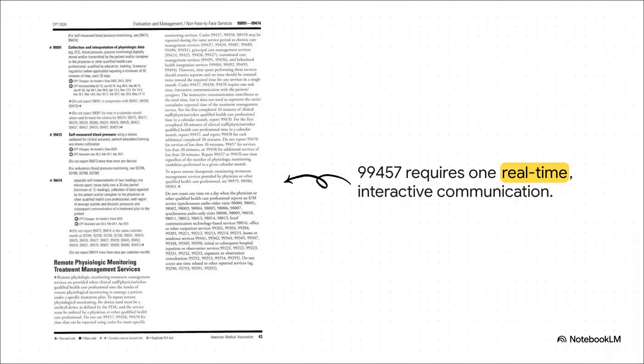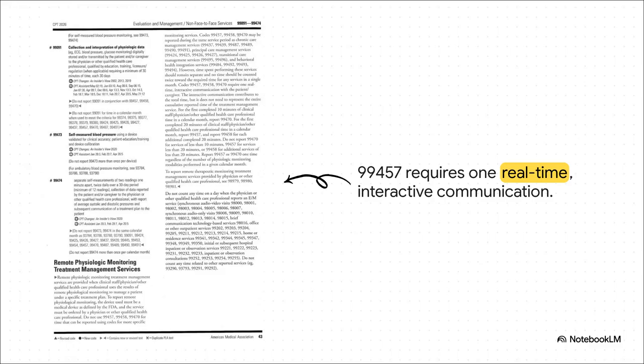Well, the CPT guidelines are crystal clear on this. Code 99457 requires at least one real-time interactive communication with the patient or caregiver during that calendar month. And real-time literally means a synchronous audio or video interaction. Sending chart notes or written exchanges that are just sitting in the patient portal does not qualify as an interactive exchange. You need that live conversation to fulfill the criteria, and yes, that communication time does contribute to your total 20-minute threshold.